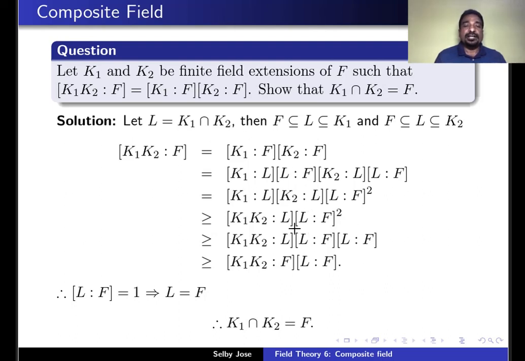If you split the degree of L over F squared into the degree of L over F times the degree of L over F, and combine the first two, we get the degree of K1K2 over F times the degree of L over F. So combining these two, the degree of the extension L over F has to be less than or equal to 1, and because it cannot be 0, it has to be equal to 1. That means L and F are the same. That means K1 intersection K2 is equal to F.